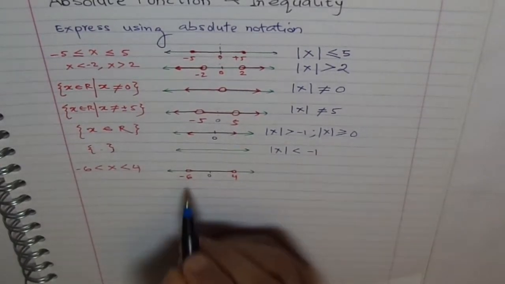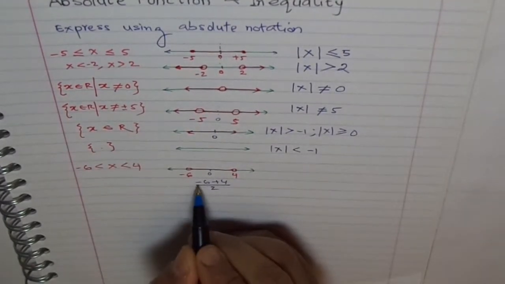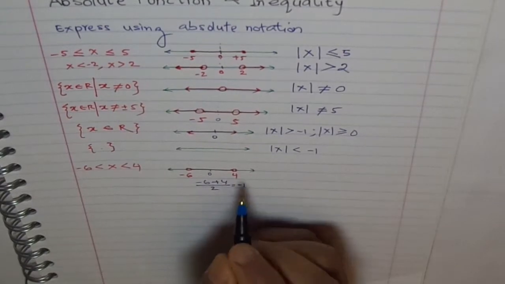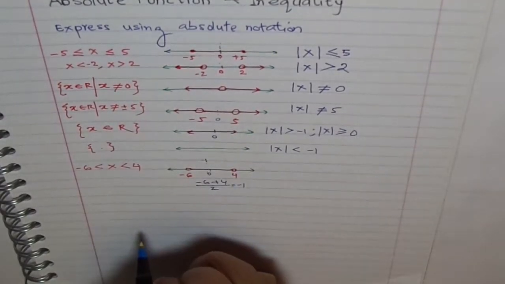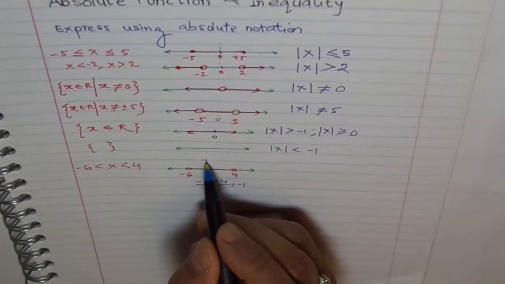So what is the midpoint? We say minus 6 plus 4 divided by 2. Minus 6 plus 4 is minus 2. Minus 2 divided by 2 is minus 1. So minus 1 happens to be in the center. Let's say this is my minus 1. Now the absolute function should have its center here at minus 1.